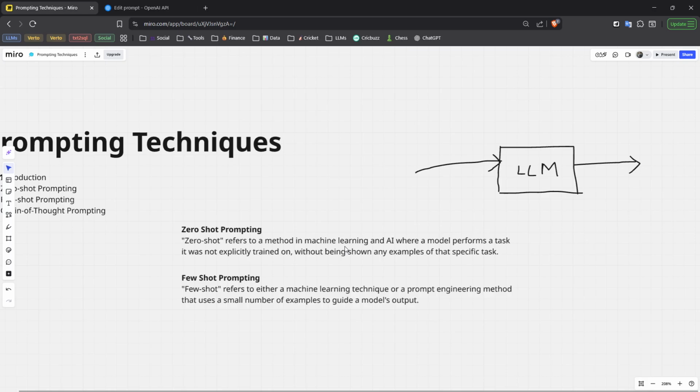But that's when something called in context learning comes in, right? In context learning. And what this means is that LLMs are powerful enough to learn at the time of execution based on a few examples, right? So it is going to perform a certain way, but you can give it some examples for it to learn at the time of execution to then output in the required format. And this is what few shot means. Few shot refers to either an ML technique or a prompt engineering method that uses a small number of examples to guide a model's output.